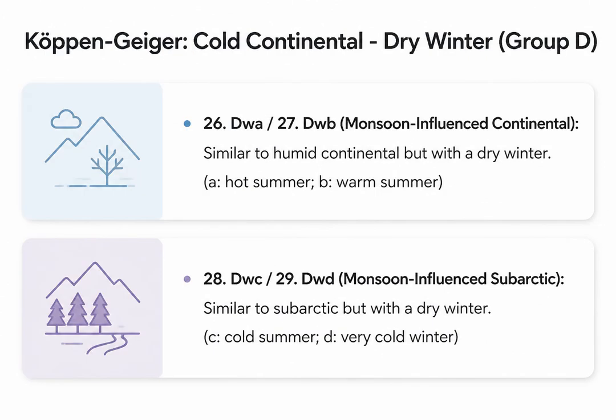Conversely, cold continental climates can have a dry winter, heavily influenced by monsoon patterns. Dwa and Dwb are monsoon-influenced continental climates. Dwc and Dwd are monsoon-influenced subarctic climates, where the freezing winters are also remarkably dry.